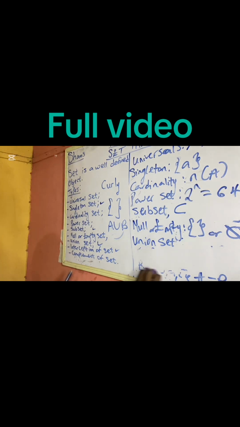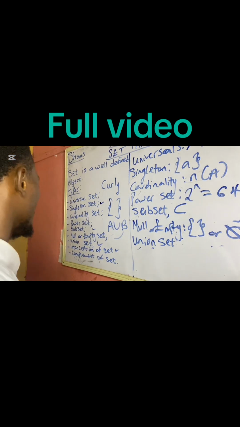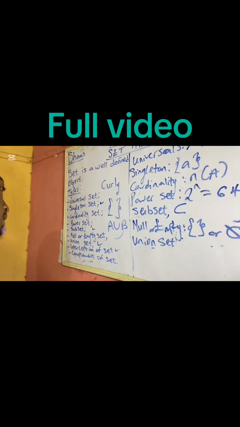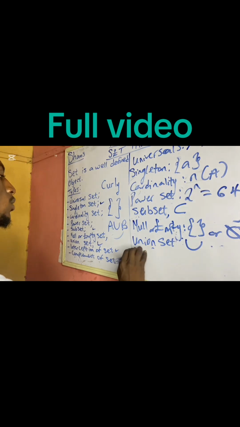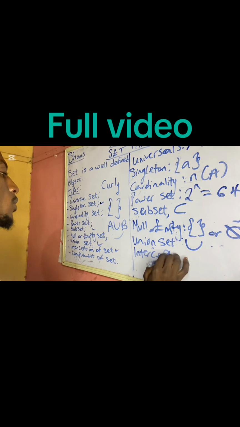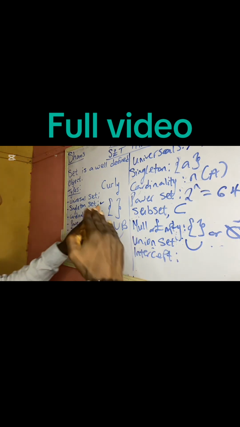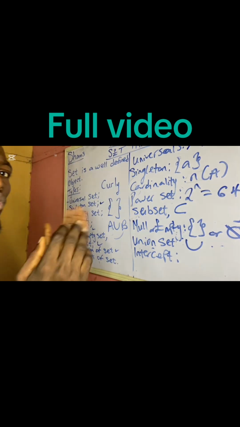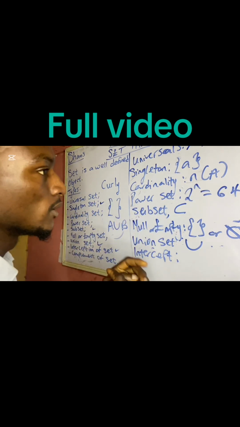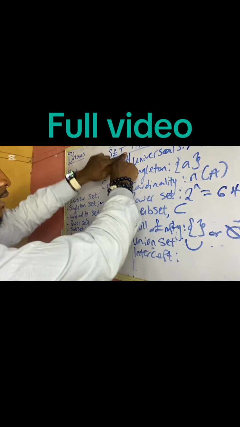The next one is intercept set. Now, when we say intercept, what does intercept mean? Remember, the first one that we talked about was union. I said it's noted with U. Now, the next one is intercept. As the name implies, what does intercept simply mean? Intercept means where two or more lines meet. That's a point where lines meet.